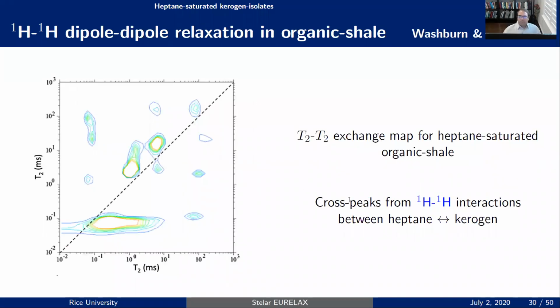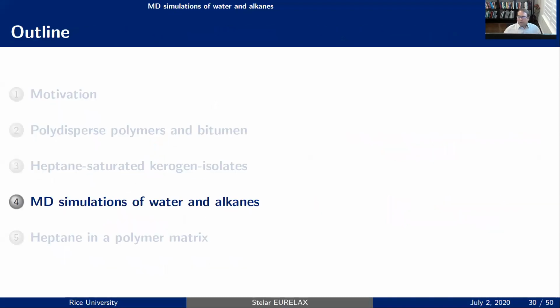Another piece of evidence for hydrogen-hydrogen dipole relaxation is from Washburn and Chen, where they took heptane-saturated organic shale and looked at the T2 versus T2 exchange map. They found these cross peaks, which they say are due to hydrogen-hydrogen intermolecular interactions due to magnetization transfer between heptane and kerogen. So that really sets the story to go down now to the molecular dynamics simulations of these hydrogen-hydrogen dipole-dipole interactions.